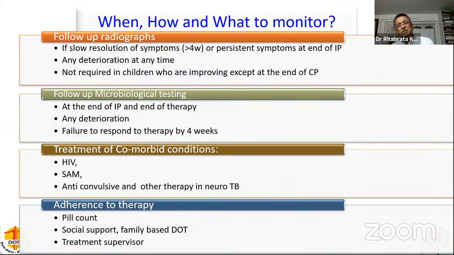And lastly, what is very important, the adherence of therapy is very important. Otherwise, your treatment is not going to succeed. So on each visit, pill counts, and also if you report the case to a proper authority, then treatment supervisor will also take care to this adherence of therapy.